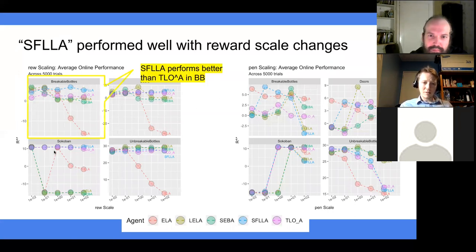The split function exponential log loss aversion performs better than the TLO A, the thresholded alignment, in the breakable bottles. You can see the split function in blue, the TLO A, the thresholded alignment, in purple. And you can see consistently, no matter how we scaled our performance objective, we had a superior performance for SFELLA. In the other environments, they were tied pretty closely as we perturbed reward. Now, as we perturbed the penalty, the alignment objectives that tended to be negative, we saw less equivocal results, and there was really no function that clearly performed well across all of those.